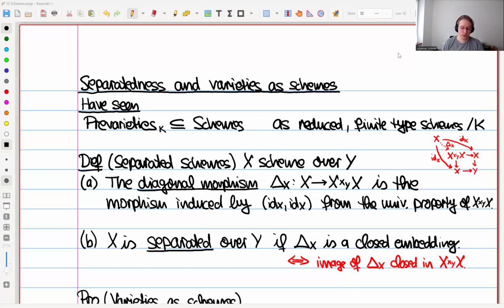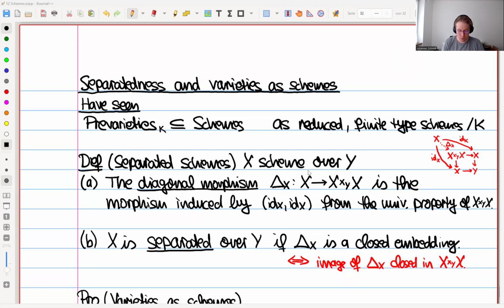In this final video, we are going to identify which schemes come from varieties over K. We have already done most of the work by saying that the pre-varieties over K sit inside the schemes as the reduced finite type schemes over this field K that we work with. And so the last property that we need is to say when is a scheme separated.